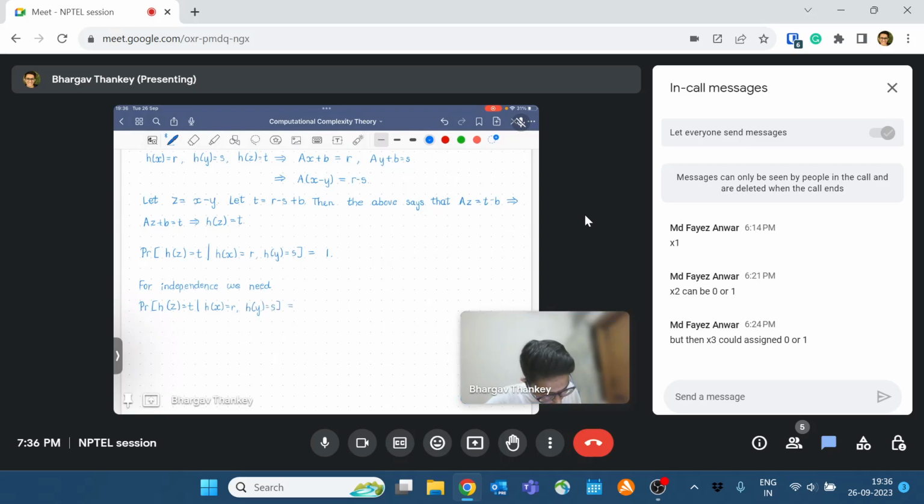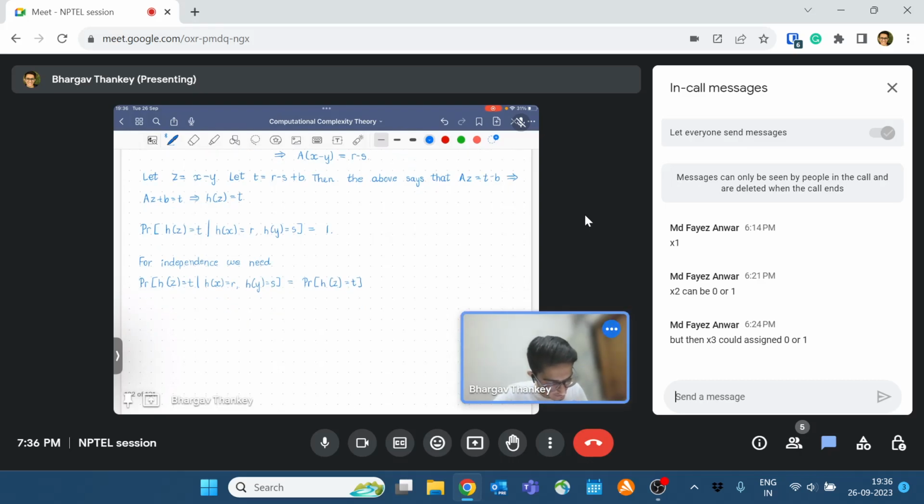...is equal to Z. is equal to T given Hx is equal to R, and then multiplied by the probability of Hz is equal to T given Hy is equal to S. So I can just skip that step and write this.